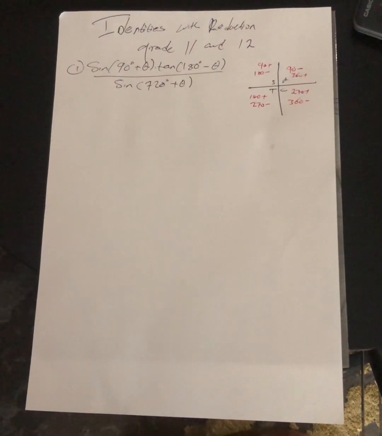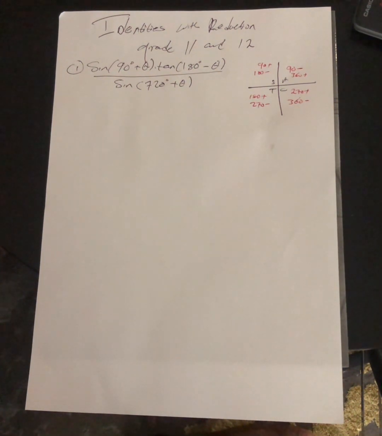Reduction formulas with identities. Before you begin to answer this question, make sure that you have your summary of a holy cross. We have the first quadrant, second quadrant, third, and the fourth quadrant. Not to forget that in the first quadrant, all ratios are positive, but in terms of the angle, we are talking about 90 minus and 360 plus. Then the second quadrant, only sine is positive. In terms of the angle, it is 90 plus and 180 minus.